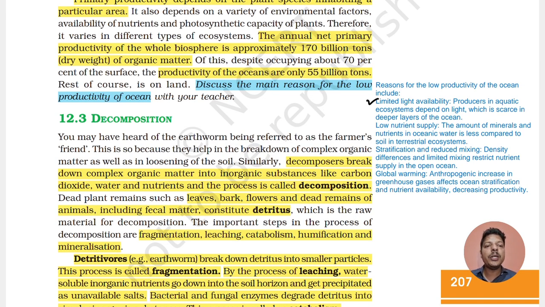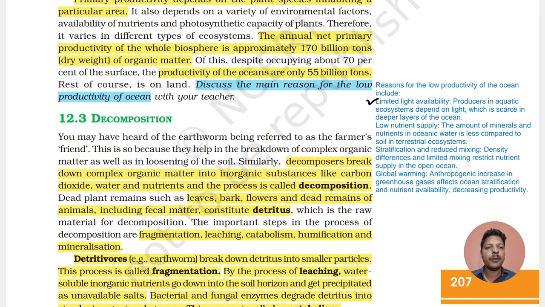Obviously, then low nutrient supply. The amount of minerals and nutrients in oceanic water is less compared to the soil in a terrestrial ecosystem. Nutrients are low, that's why the production also becomes low. Then stratification and reduced mixing. Density differences and limited mixing restrict nutrient supply in the open oceans.